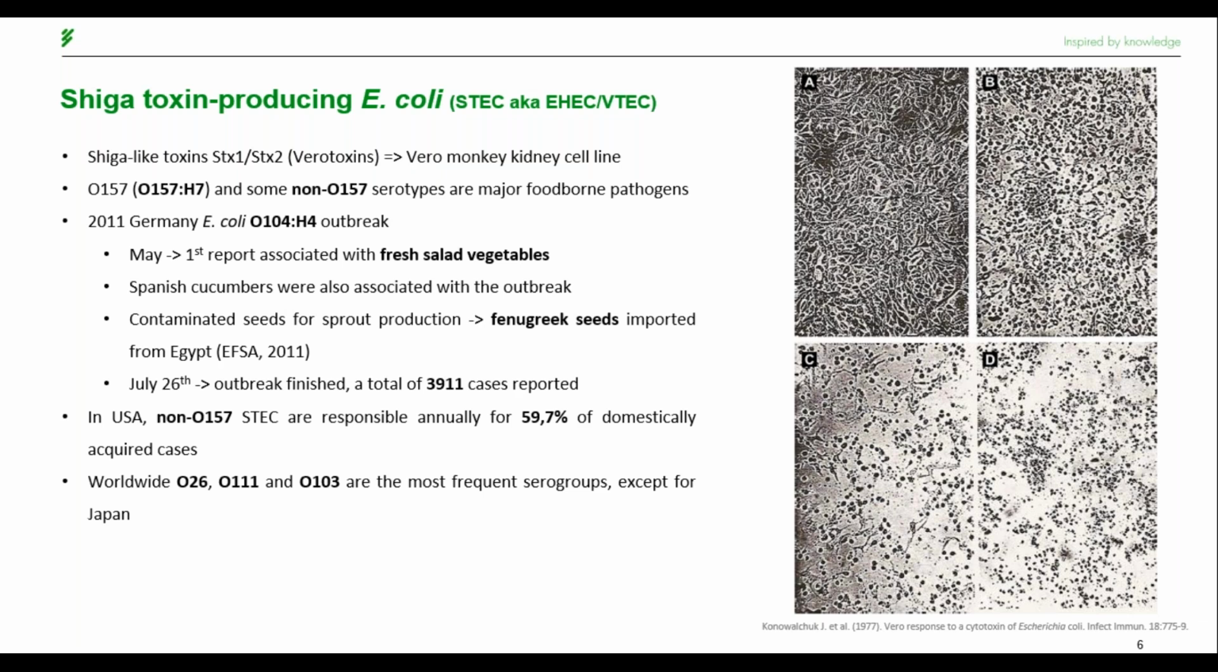Regarding non-O157 serogroups, in the USA these are responsible for almost 60% of the cases every year. And also in a survey of non-O157 STEC outbreaks reported in the world, the most frequent cause of illness has been associated with serogroup O26, followed by O111 and O103. Surveys indicate that the non-O157 STEC strains make up a large portion of the STEC isolated from patients in developed countries, with the interesting exception of Japan, where O157 is the major STEC serogroup.